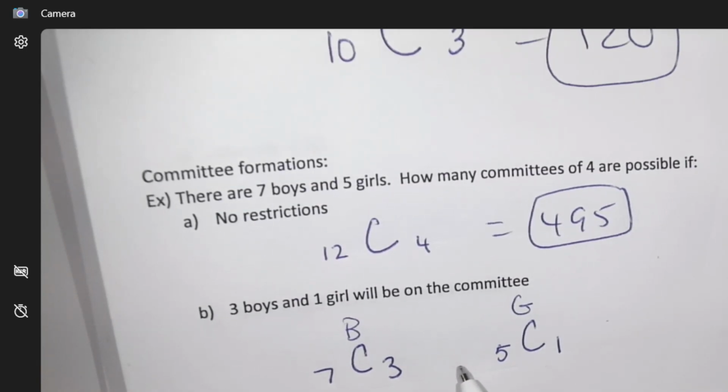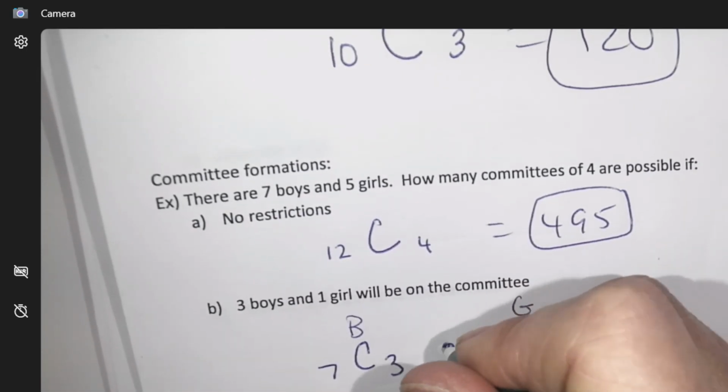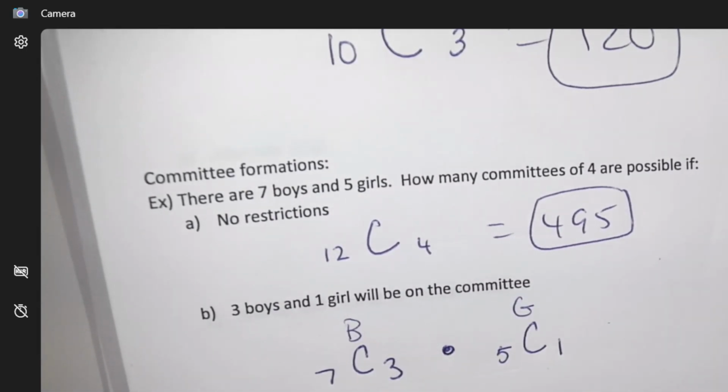Now, I need to think about what kind of math connects these. So, would you multiply or add? You're going to multiply. Okay, in math, when you think I'm doing this and this at the same time, that's a multiply situation.